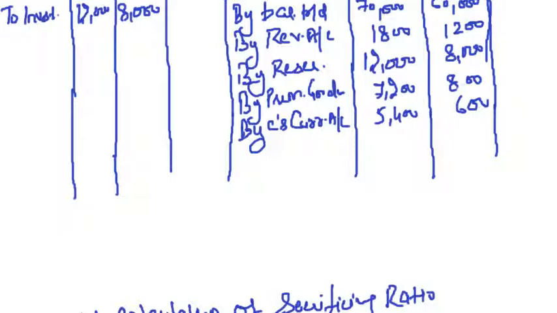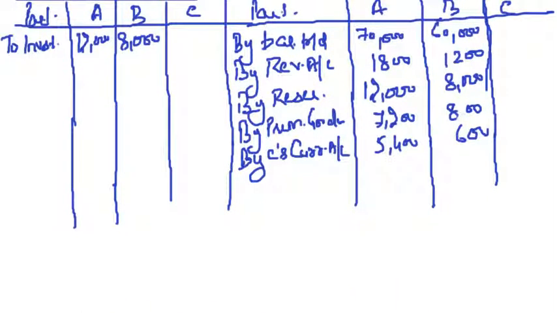You can prepare the revaluation account, you know how to calculate the sacrificing ratio. Now, we have distributed the general reserve. Right, we have distributed the revaluation, premium for goodwill done, current account done, and investments done. Now calculate the balance of A and B.